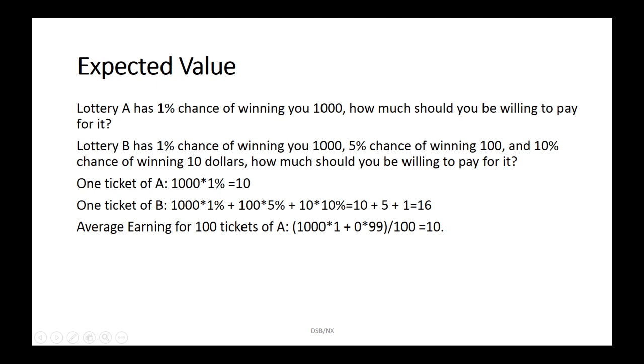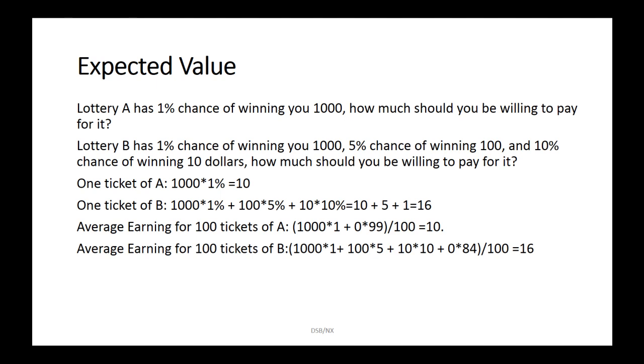So for 100 tickets of lottery A, we know one of them is going to earn us $1,000. And the remaining 99 tickets is going to earn nothing. Therefore, if I calculate the total payoff of 100 tickets, it should be in the parentheses. So if I divide that total payoff by 100, then it should give me the average earning per ticket. Therefore, you should be willing to pay up to $10 to pay for each ticket for lottery A.